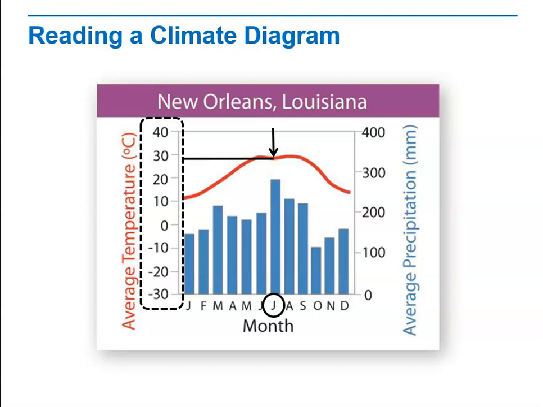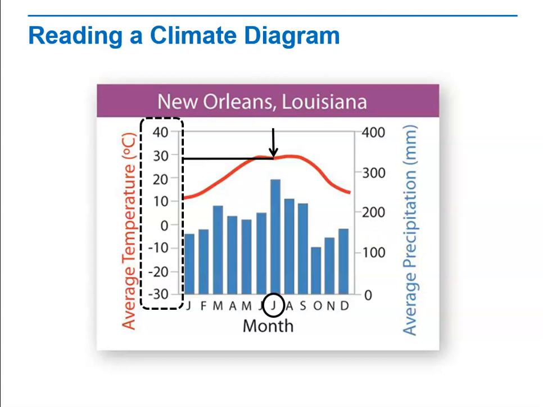During what season do you think New Orleans is the rainiest? Well, if we look at the blue bars, we see that New Orleans is rainiest in July and August and September. So that means that New Orleans is rainiest in the summer. How many millimeters of rain does New Orleans receive in November? Well, we can look at November and look at the blue bar and see how high it goes. Look at the right-hand scale, and we see that New Orleans receives about 140 millimeters of rain in November.